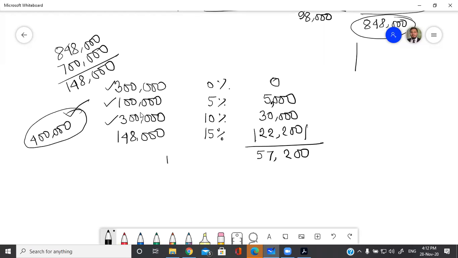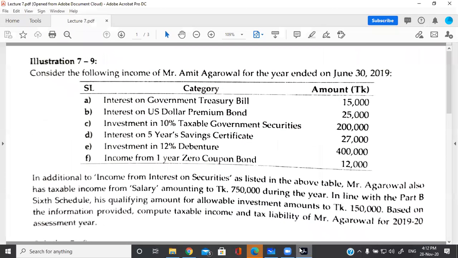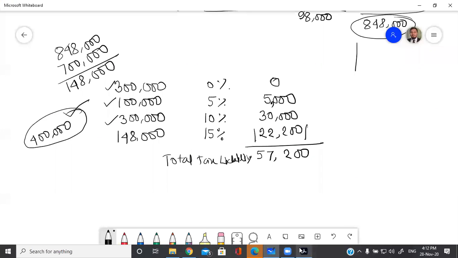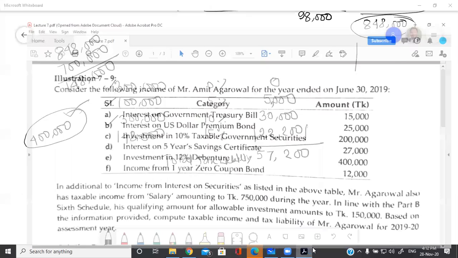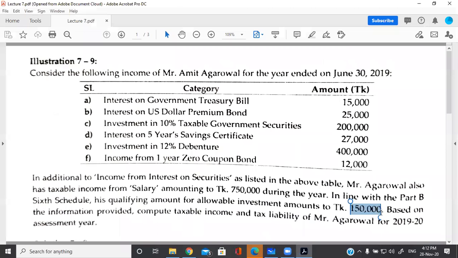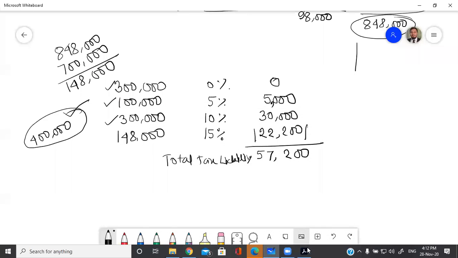Yes, sir. It is the total tax liability, but there is a tax rebate available because our assessee has made some allowable investment, right? How much? 150,000. So where is that 150,000? This 150,000, right? Okay. Yes, sir.